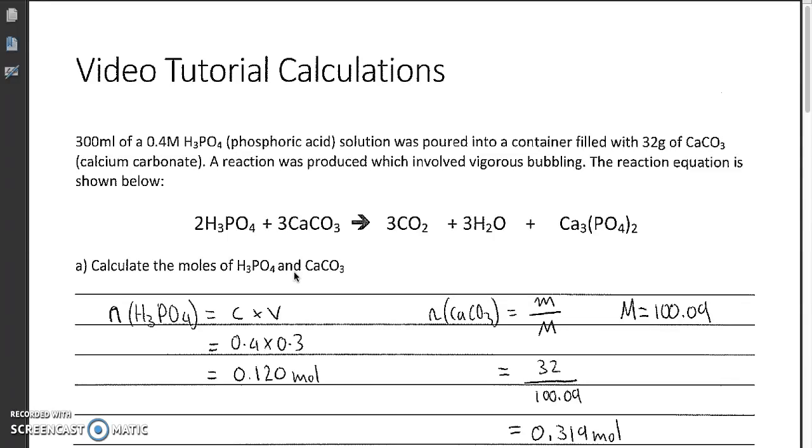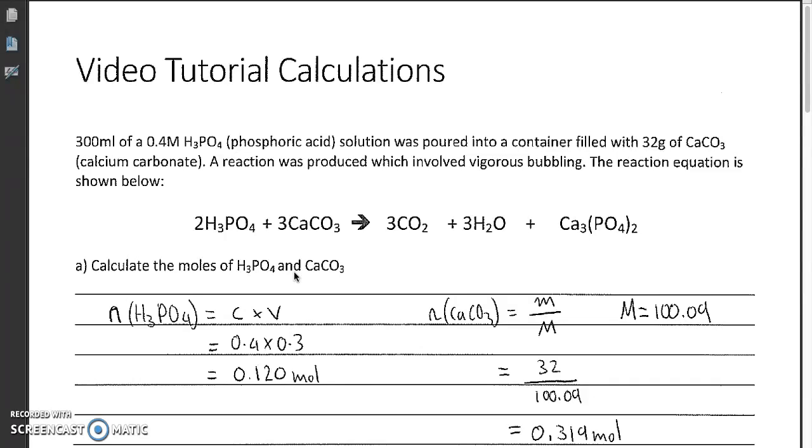So we're going to go through the answers to the first question, question A, and we need to read the question first. So this question says 300 mL of a 0.4 molar, so that's moles per litre, phosphoric acid solution was poured into a container which was filled with 32 grams of solid calcium carbonate. A reaction was produced which involved vigorous bubbling, and the reaction equation is shown below.